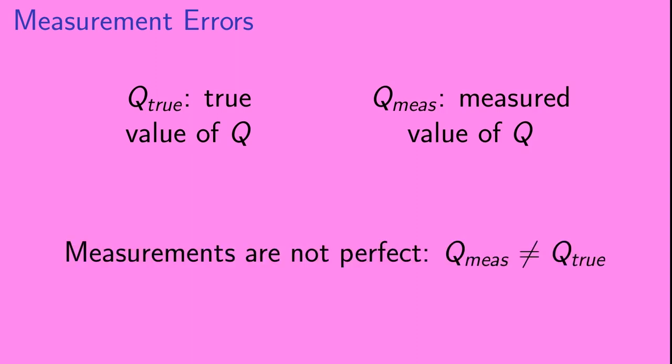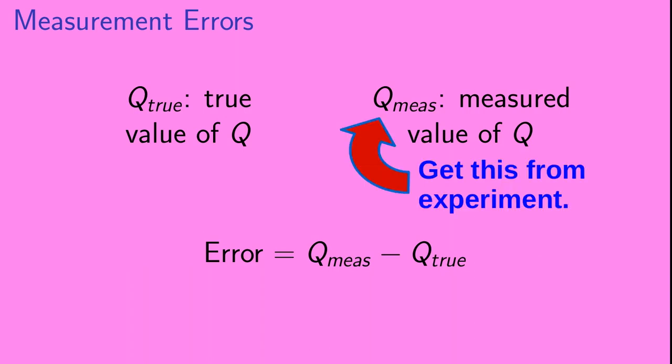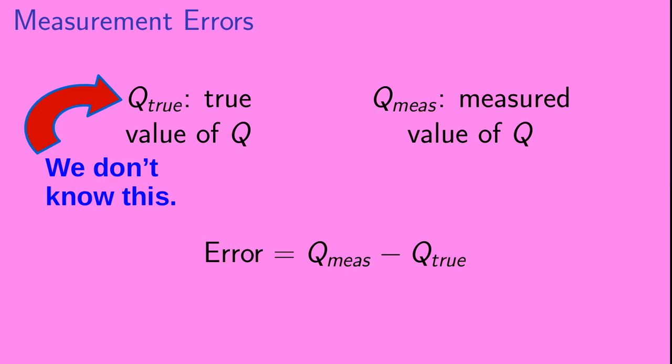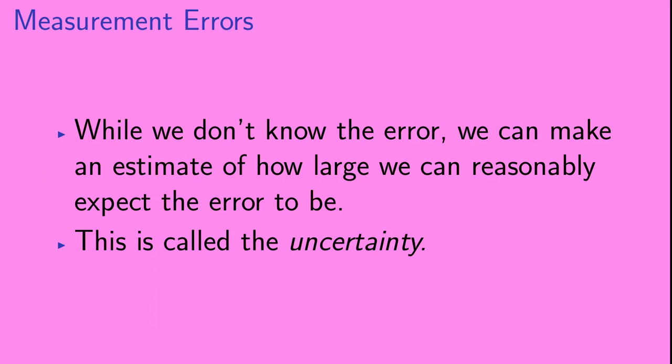Now, measurements are not perfect, and that means that our measured value, Q measured, is not going to equal the true value, Q true. And the error is the difference between these two quantities, Q measured minus Q true. Now, Q measured is what we're going to get from an experiment. But the true value, Q true, we don't know. And that also means that we don't know the error either. Now, while we don't know the error, we can make an estimate of how large we can reasonably expect the error to be. And this estimate is called the uncertainty.